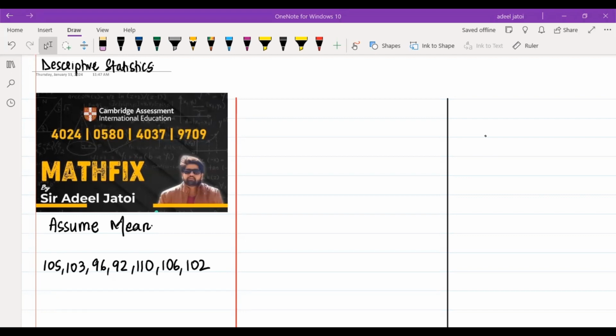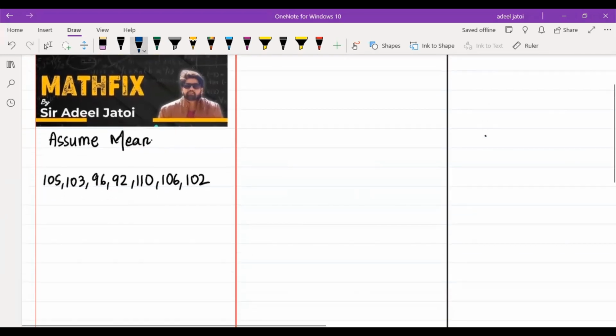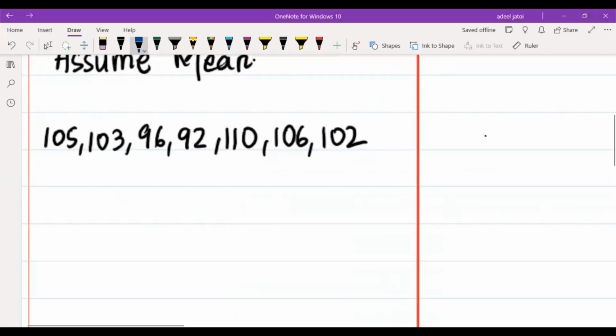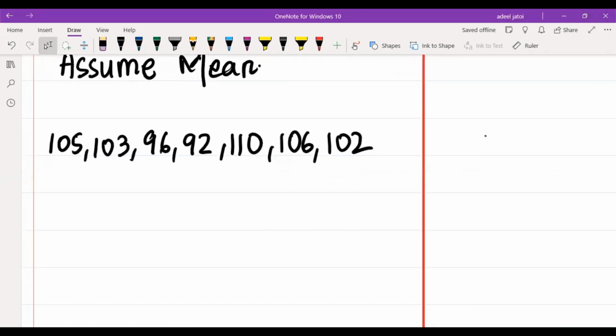Descriptive statistics, assumed mean. The concept of assumed mean comes through when we include an additional number in the given data, or we remove a number from the given data. But before considering assumed mean, first of all, looking at the example numbers, suppose we need to calculate the mean here.